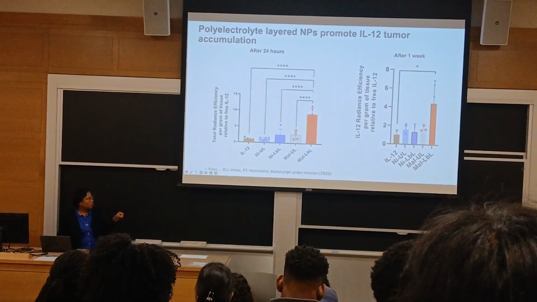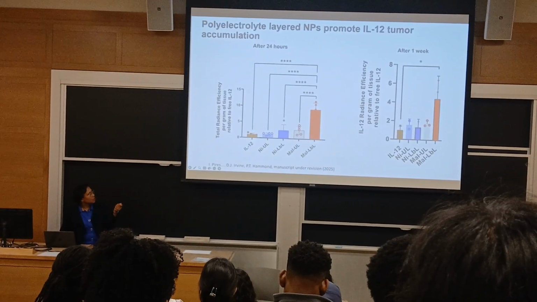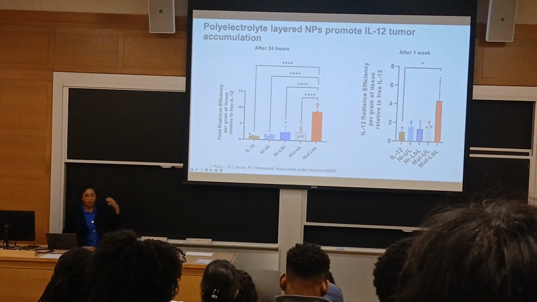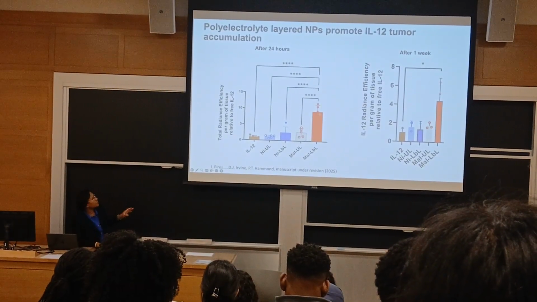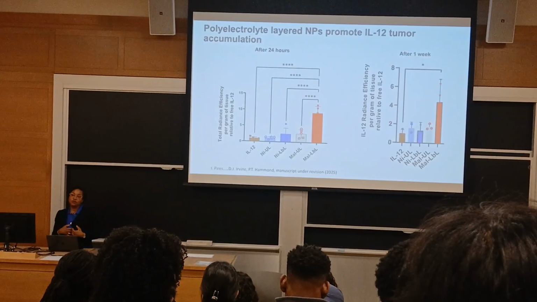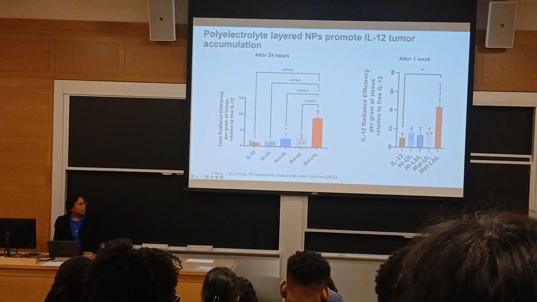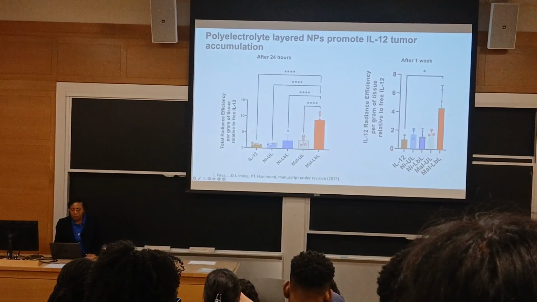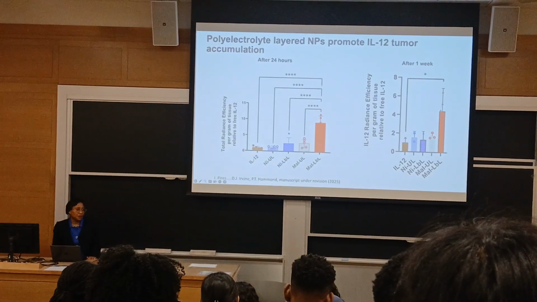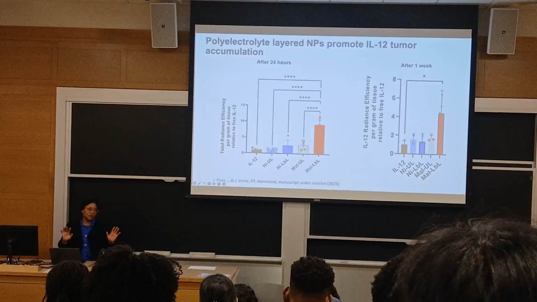But if we have both the maleimide permanent layer and we have the layered film, we see that we have something like 8 to 10 times more of the nanoparticle with the IL-12 present at the same time point. So we are associating with tumors, and we're hanging around. Even after a week, we can see that the maleimide LBL system has about 4 times more presence than the other formulations. So IL-12 sticks around.